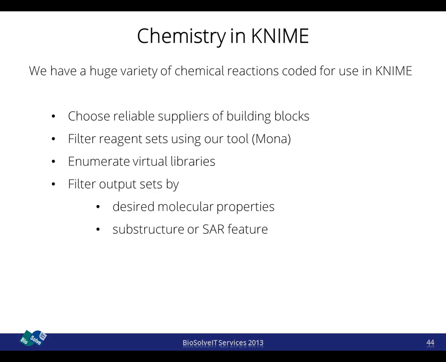So we have in-house a huge number of chemical reactions already coded, which we can use in KNIME. And what we can do is choose reliable suppliers of building blocks. We can then filter those molecule sets using our tool Mona and pick out the ones for our particular chemistry of interest. And we can use those to enumerate virtual libraries. And then we can filter the output set by any molecular properties we might have, or substructure or SAR feature.